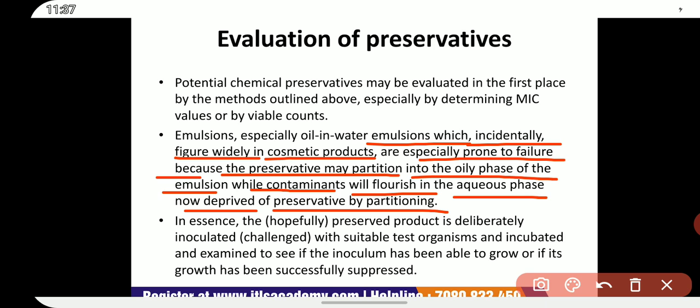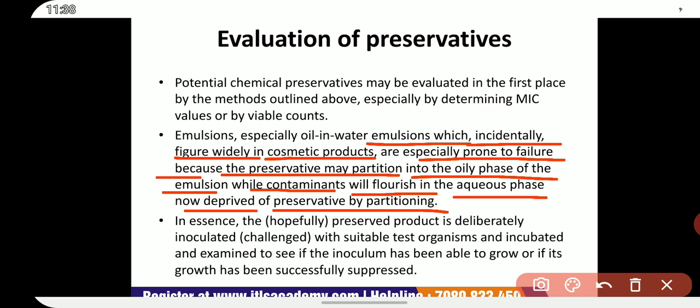It happens sometimes that cosmetic products go bad just because this emulsion, that is oil in water, separates, and the presence of water attracts microorganisms. When the oily phase becomes separate from the water phase, this water will attract microorganisms, and finally these microorganisms will destroy the cosmetic product.